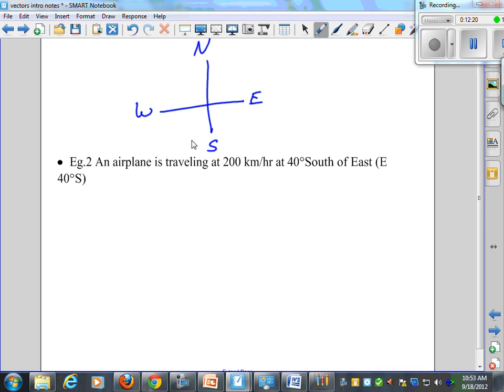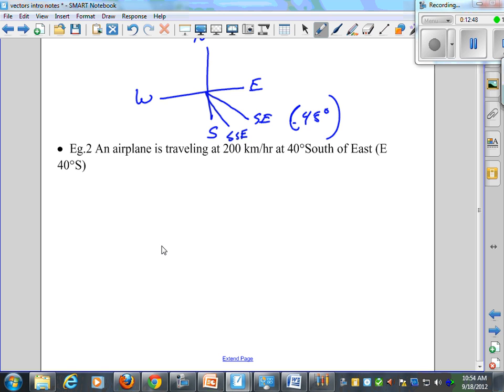So Sonia's question: does south of east mean the same thing as southeast? The answer to that is no. Southeast means exactly 45 degrees south of east. There's also something they call south-southeast, which is exactly between south and southeast, which would be 22.5 degrees. Well, I'm not going to worry about that.